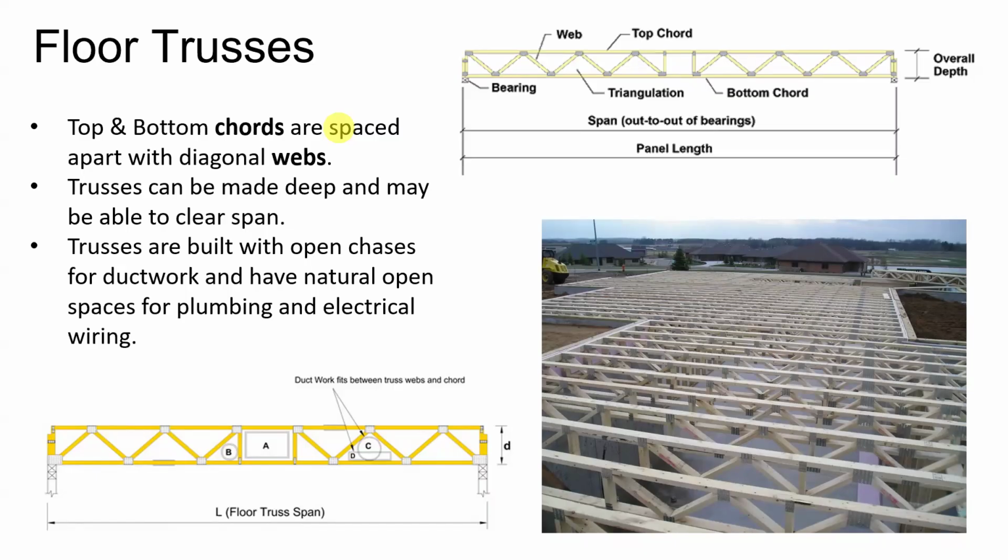Now you'll notice in the center of trusses, a lot of times they leave a rectangular or a square space, and that's in theory for running a duct. So that would be where your trunk line could run, in theory. That's called the duct chase. And they also have open spaces where we can run plumbing pipes or smaller HVAC ducts or electrical wires.